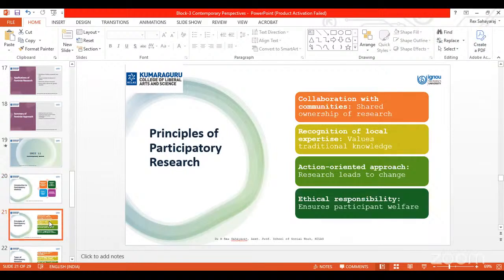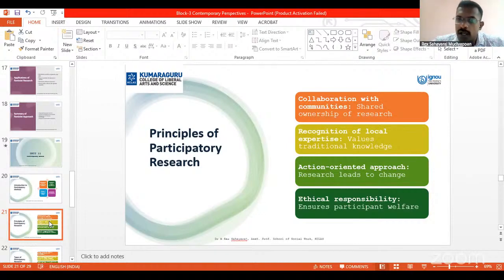Okay. Principles of participatory research: collaboration with the communities, right? So you collaborate with the communities, shared ownership of research, right? So the ownership is shared, and you make them do something, and you collect data. And sometimes you share that we are doing a research and everything. Recognition of local expertise, values and traditional knowledge, you draw it from them. And the action-oriented approach, research leads to change, right?